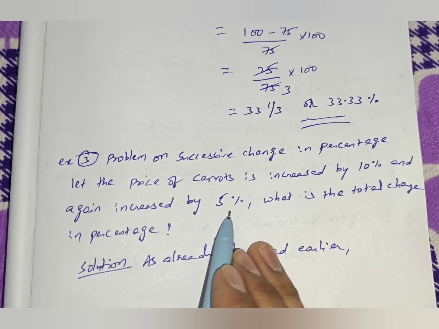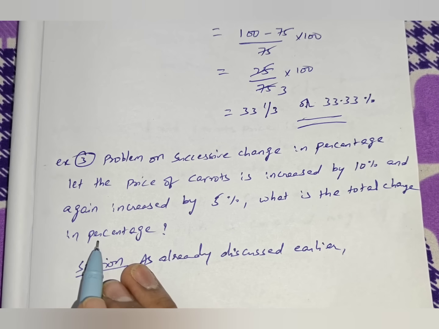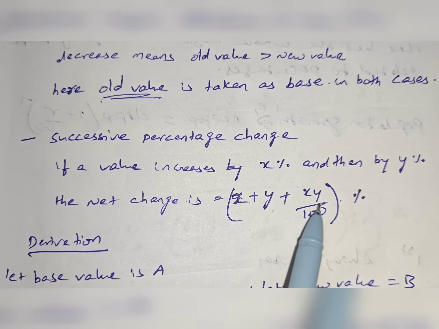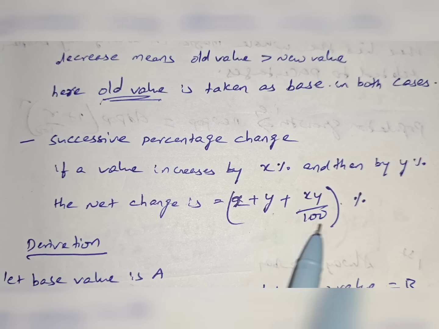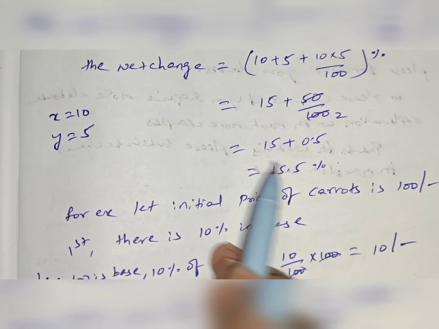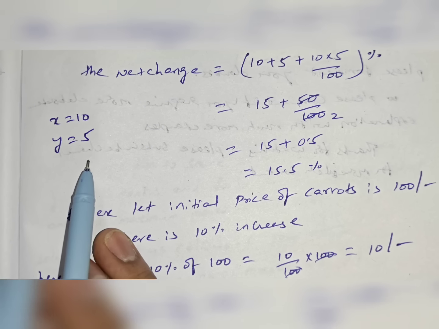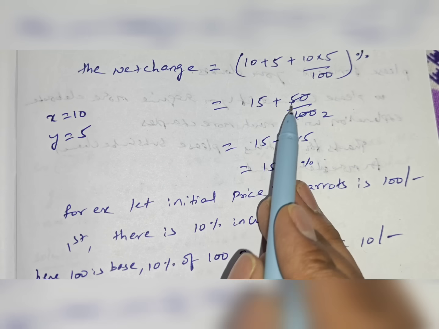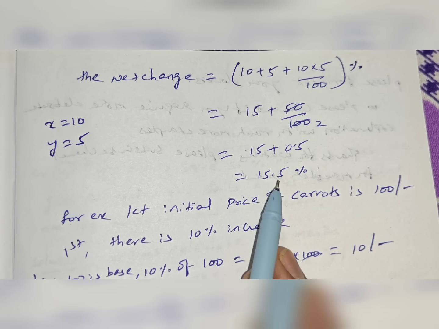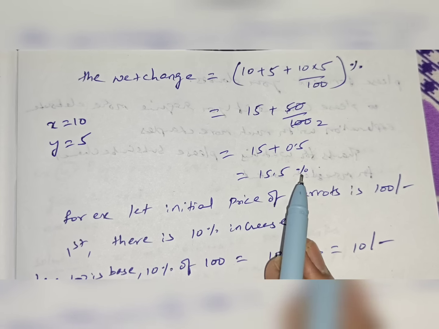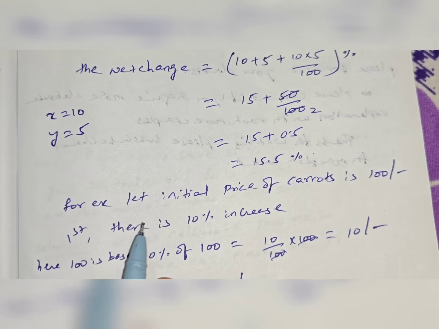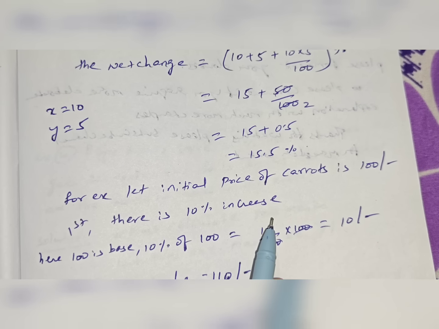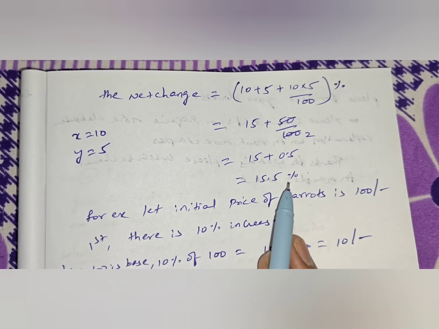As already discussed earlier, the net change is equal to successive percentage increase 1 plus percentage increase 2 plus percentage increase 1 into 2 by 100%. Here the first percentage is 10, the second increase is 5. So 10 plus 5 plus 10 into 5 by 100%. So 15 plus 50 by 100, that comes to 15.5%. Now we will recalculate it for cross verification once more. For example, let the initial price of carrot be 100.